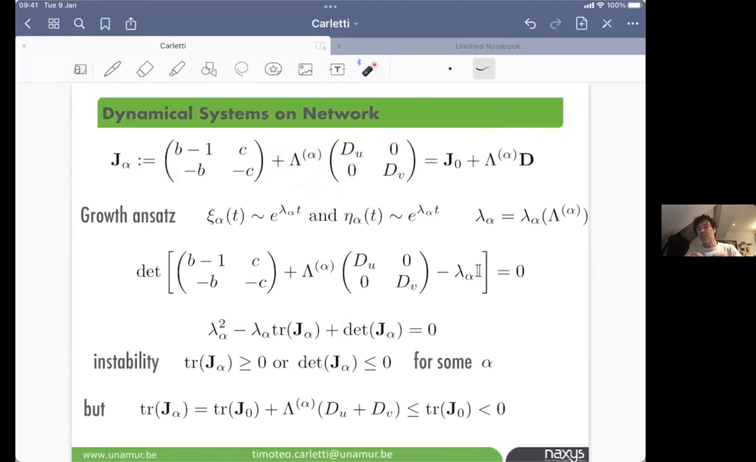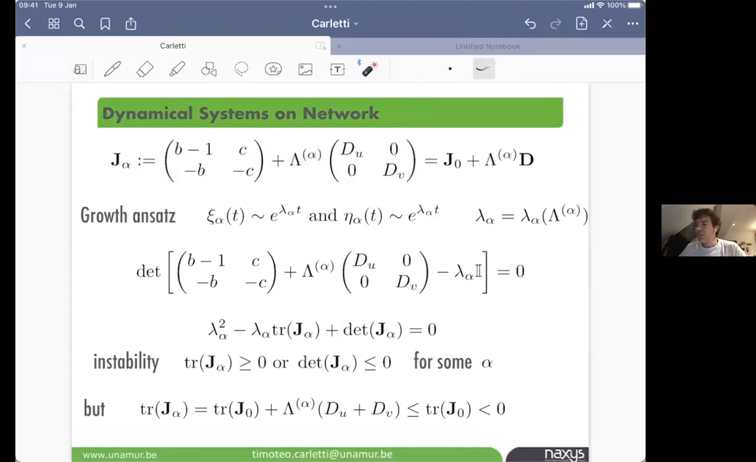If you do this, using periodic boundary conditions, everything is the same, but instead of the Laplace eigenvalues on the network, you have the eigenvalues of the Laplace operator, so the second derivative. And what are the eigenvalues of the second derivative? It is minus the Fourier modes.